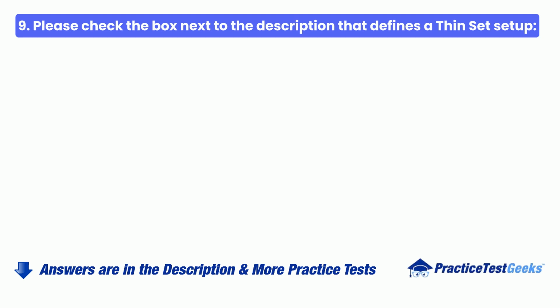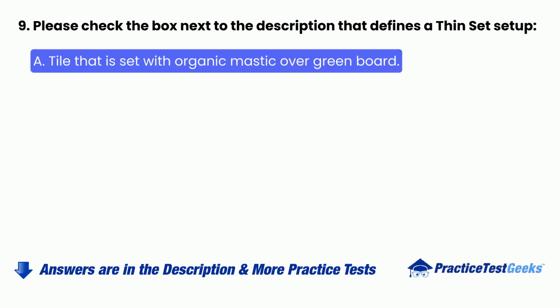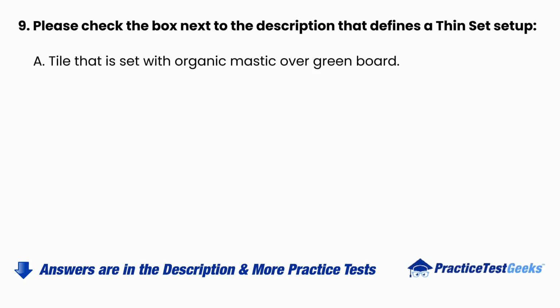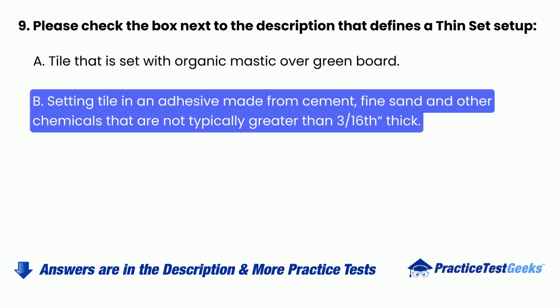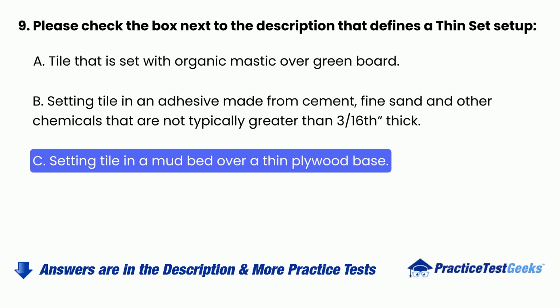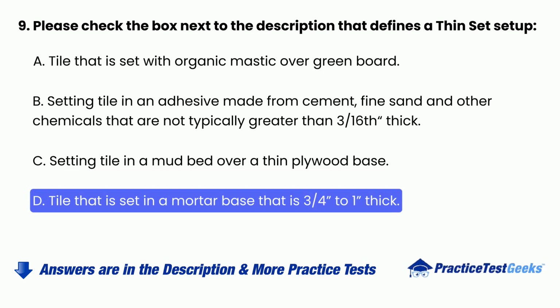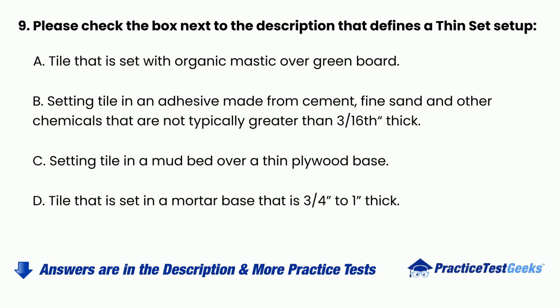9. Please check the box next to the description that defines a thin set setup. A. Tile that is set with organic mastic over green board. B. Setting tile in an adhesive made from cement, fine sand and other chemicals that are not typically greater than 3/16 inch thick. C. Setting tile in a mud bed over a thin plywood base. D. Tile that is set in a mortar base that is 3/4 inch to 1 inch thick.